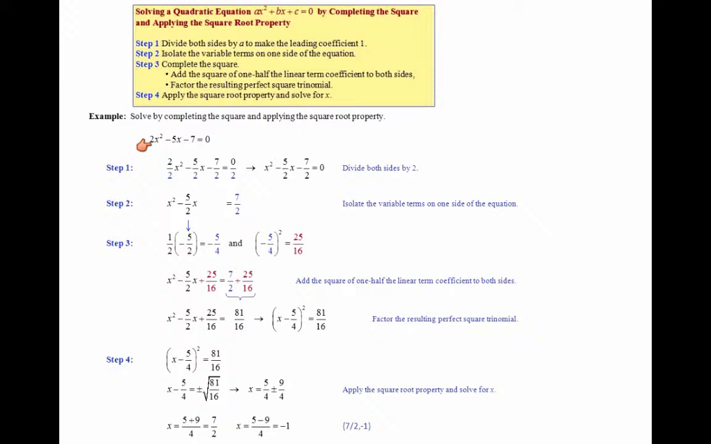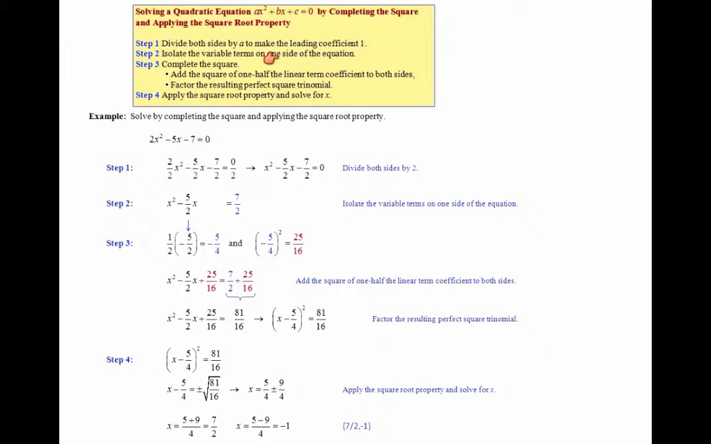So I see 2 right in front of x squared. I need to eliminate that. Well, if I divide this term by 2, I can accomplish that. I would get x squared. Now, I don't have any coefficient here. But when you do that, sometimes it creates fractions, which is okay. Now, the coefficient of x is minus 5 over 2, and the constant became minus 7 over 2.